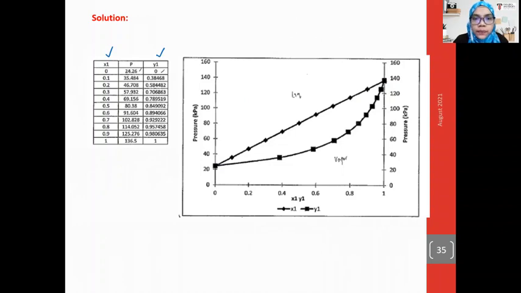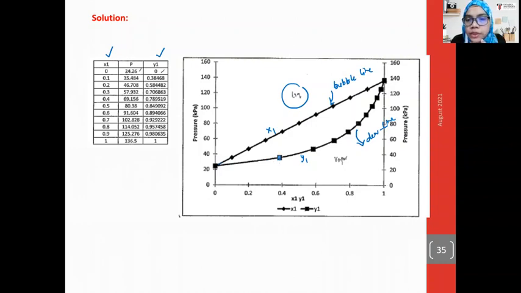So this is our S1 and this is our Y1, and then this is our pressure. So you may plot this, and okay, since this is a liquid, this is our bubble line, and this is our dew line. Okay, this is our example here.